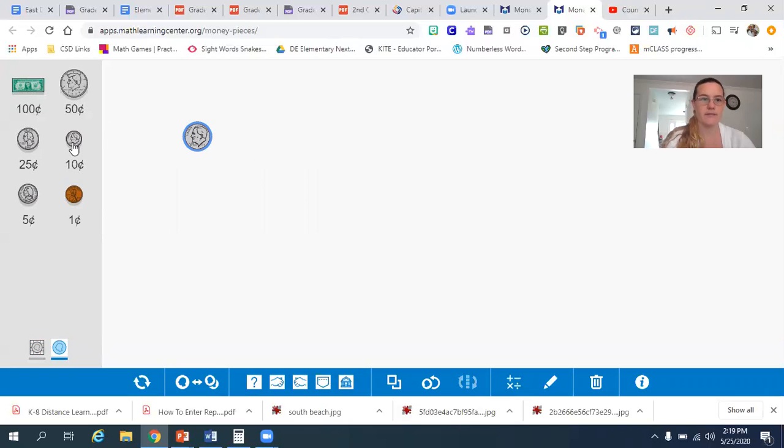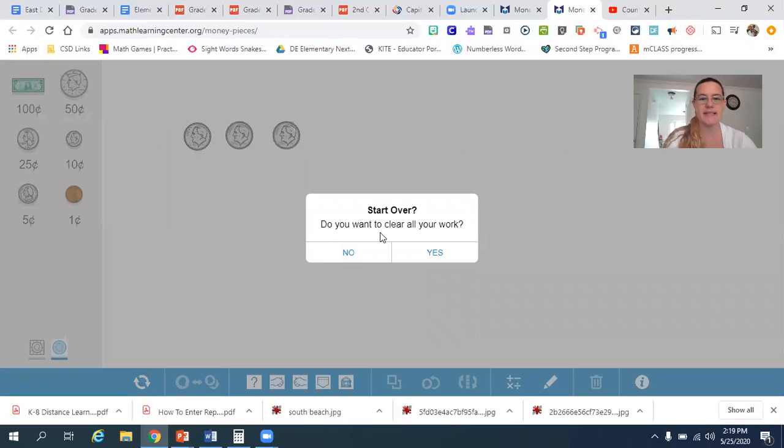Let's try another one. All right, so I have 1, 2, 3 dimes. Let's count the total value. Remember, dimes are worth 10 cents, so I'm going to count by tens. 10, 20, 30 cents. Okay, dimes are 10 cents.